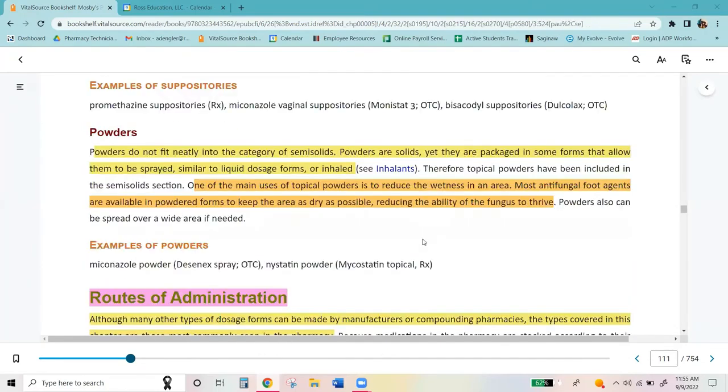Powders do not fit neatly into the category of semi-solids. They are solids, yet they're packaged in some forms that allow them to be sprayed, similar to liquid dosage forms, or inhaled. One of the main uses of topical powders is to reduce wetness in an area. Most antifungal foot agents are available in powdered forms to keep the area as dry as possible, which reduces the ability of the fungus to thrive.